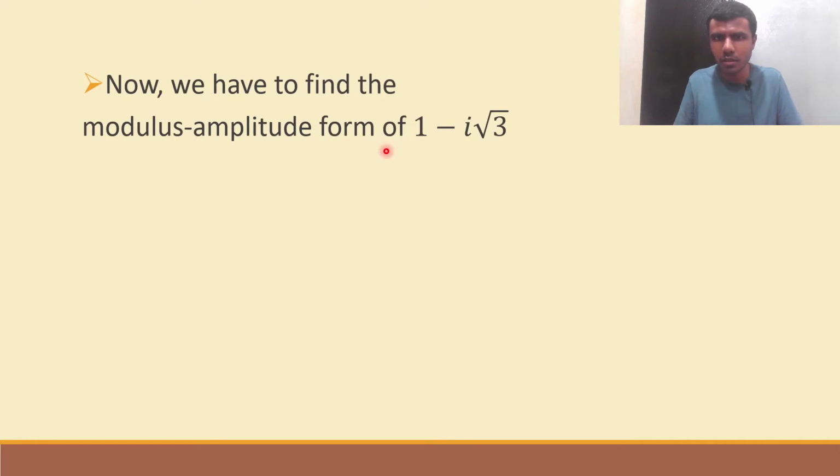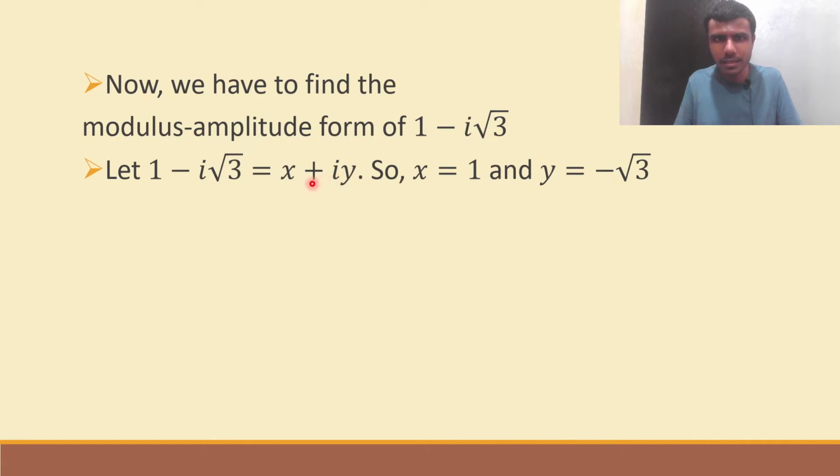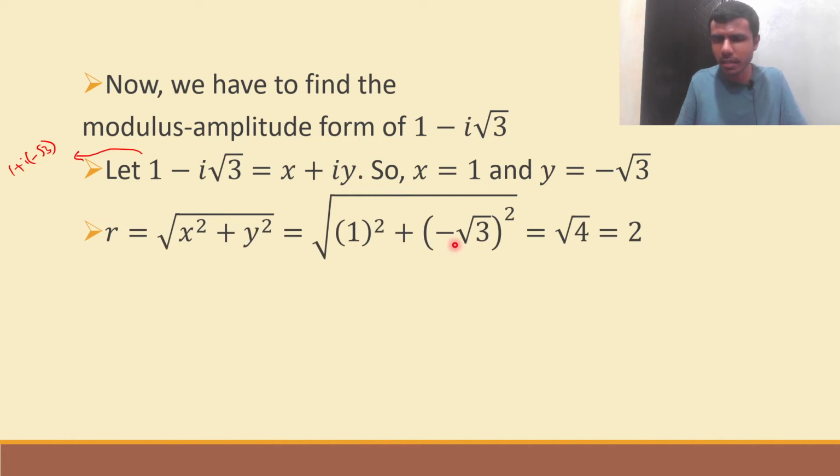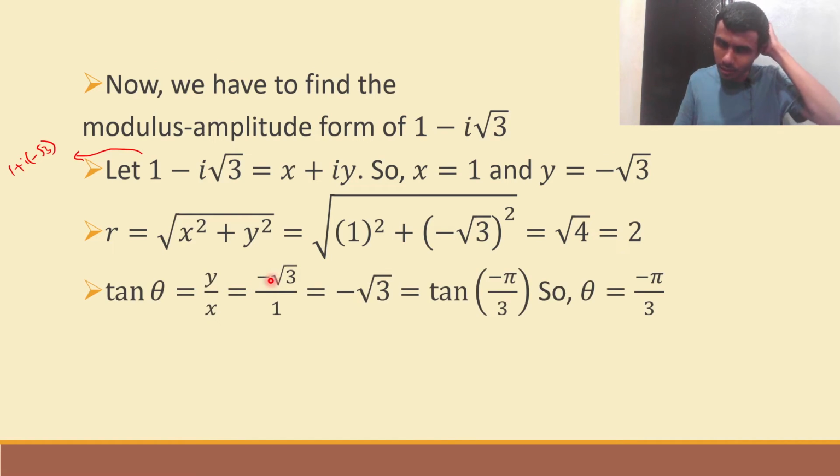Same process. Take this as x plus iy. Now here, just one thing to take notice: 1 minus i root 3 is nothing but 1 plus i into minus root 3. So x is 1 and y is minus root 3. Again, r is under root x square plus y square, 1 square plus minus root 3 whole square. So this will be again 1 plus 3, root 4, which is 2. And apart from that, tan theta, again, just one thing to pay attention to, is minus root 3 by 1, which is minus root 3.